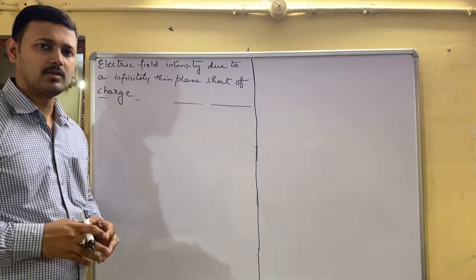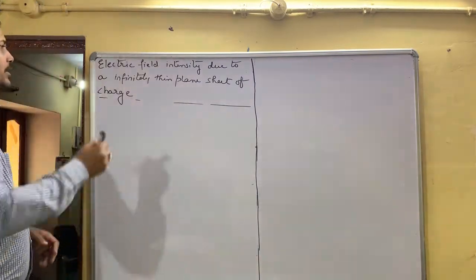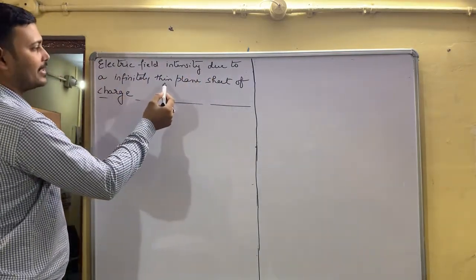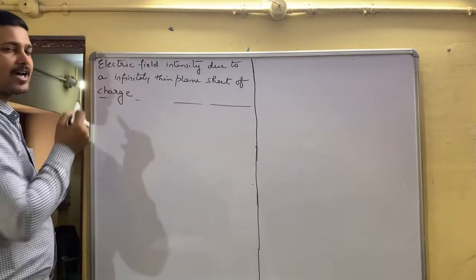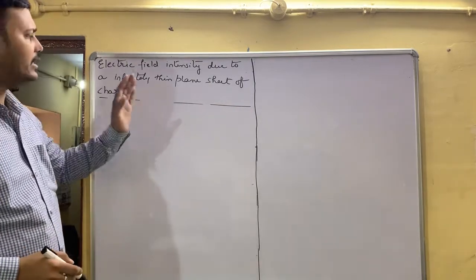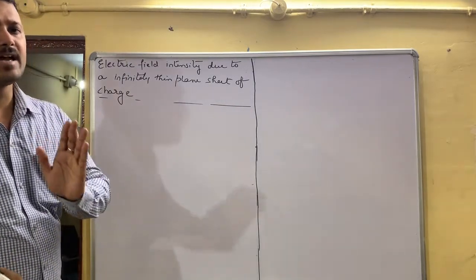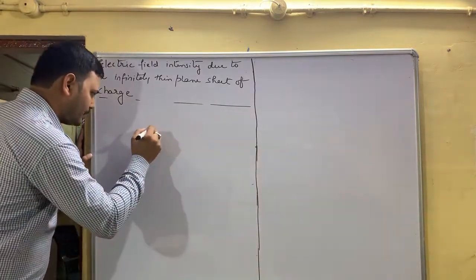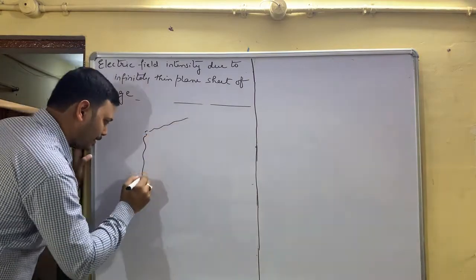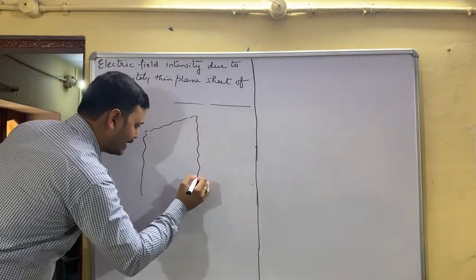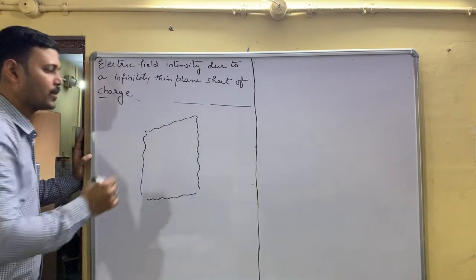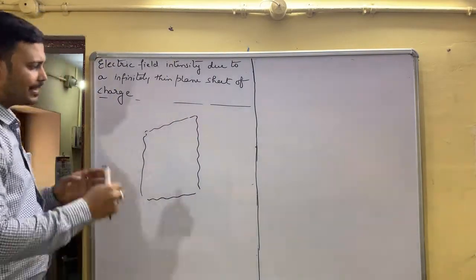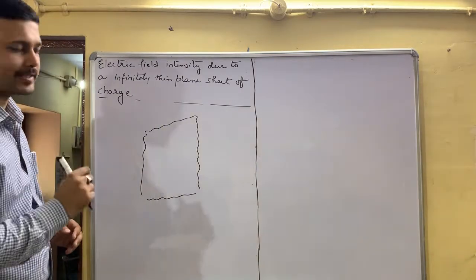The next topic which we are going to study is electric field intensity due to an infinitely thin plane sheet of charge. So we need to consider an infinitely thin plane sheet. Let us consider this is the infinitely thin plane sheet which is being kept. It is infinitely long as well, and the sheet is infinitely thin.